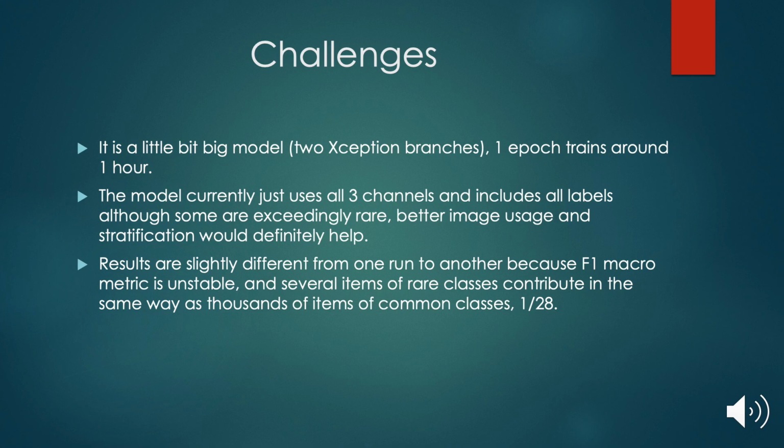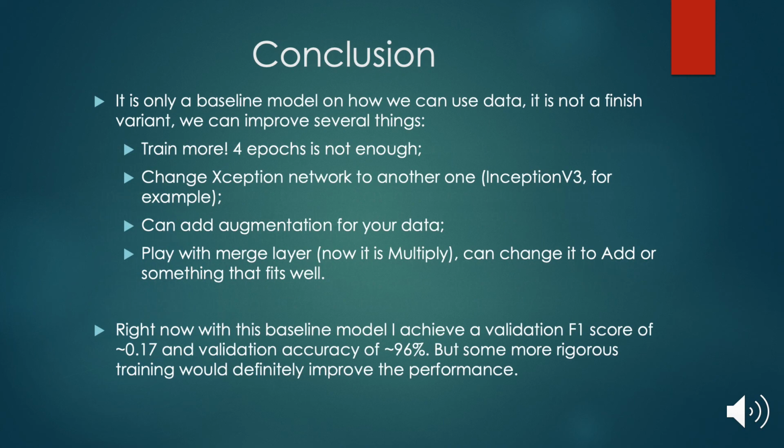Results are slightly different from one run to another because F1 macro metric is unstable, and several items of rare classes contribute in the same way as thousands of items of common classes. To conclude, it is only a baseline model on how we can use data. It is not a finished variant.